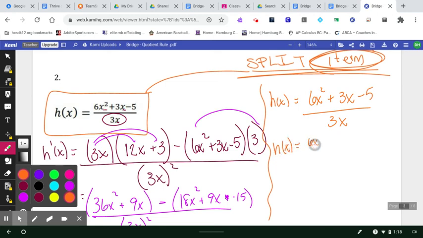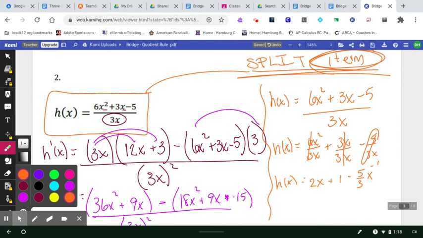So I have 6x squared over 3x plus 3x over 3x minus 5 over 3x. So it's just a little rewriting. 6 divided by 3 is 2, x squared over x. So this becomes 2x. Those cancel to a 1. And this becomes minus 5/3, right? That's the number 5/3. And I'm going to bring that as x to the negative 1.